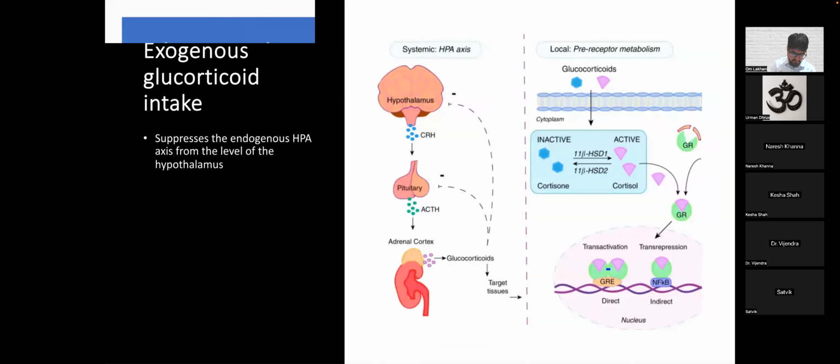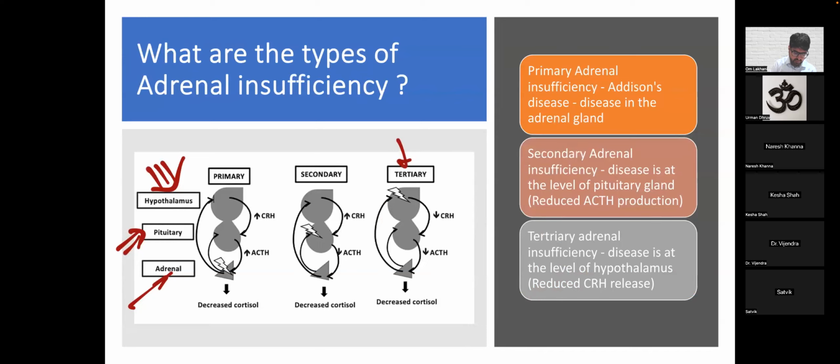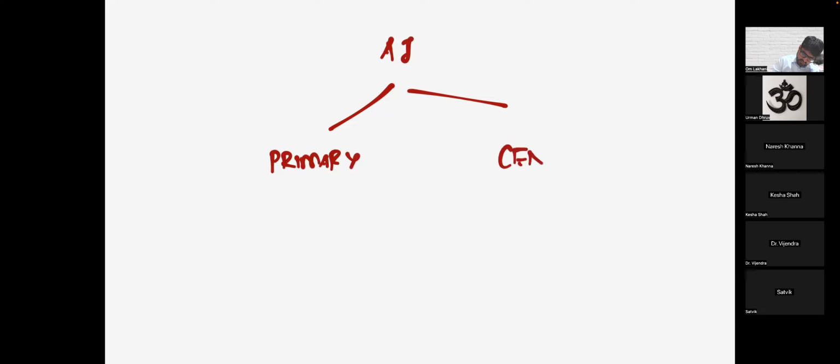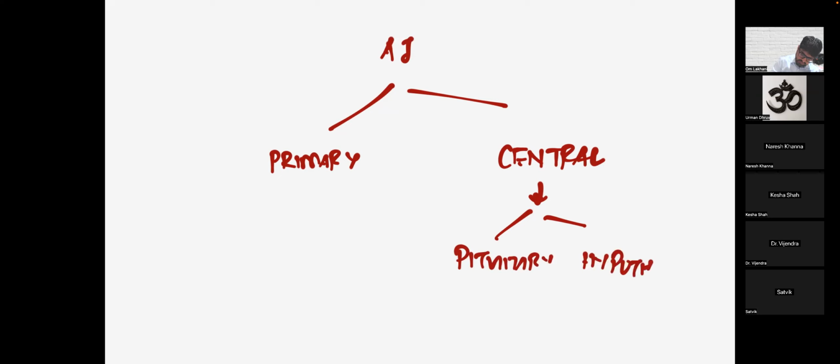In terms of another classification, you can classify adrenal insufficiency as either primary or central. And central adrenal insufficiency could be at the level of the pituitary or at the level of the hypothalamus. So this will be primary, this will be secondary, and this is tertiary. So this is adrenal insufficiency.